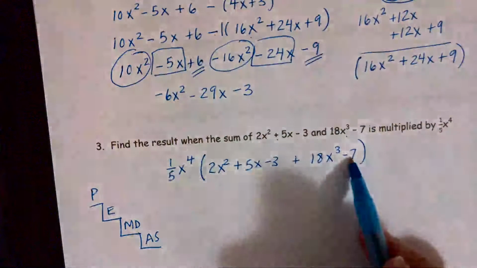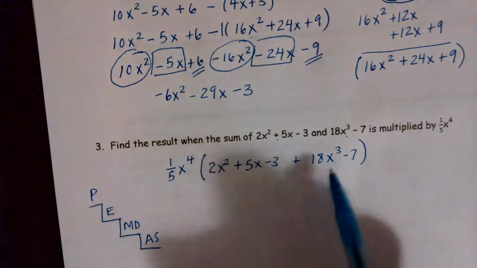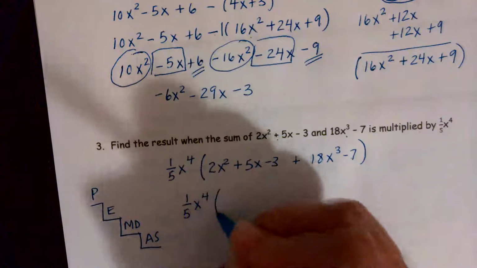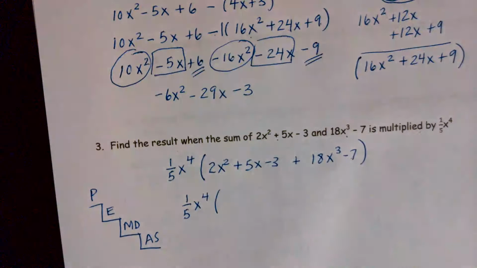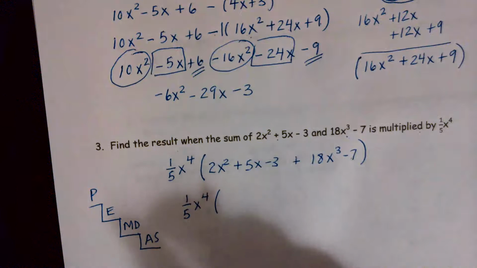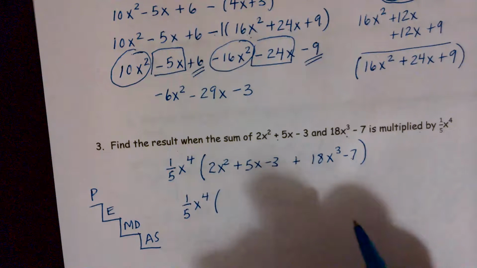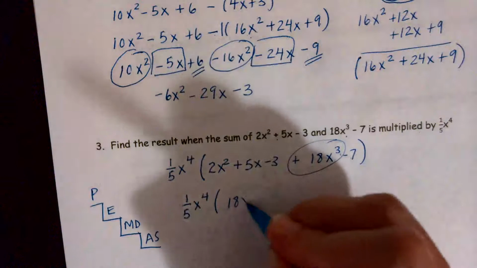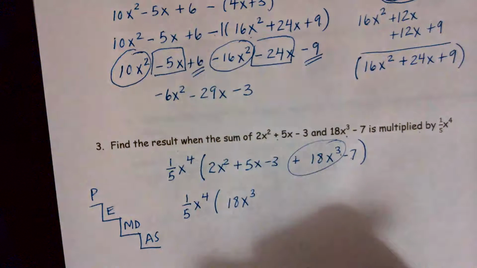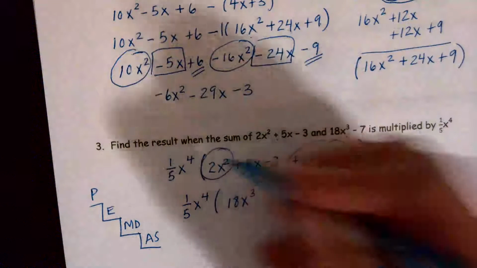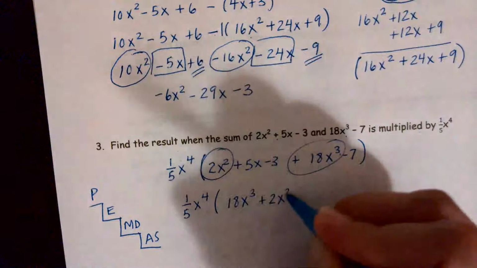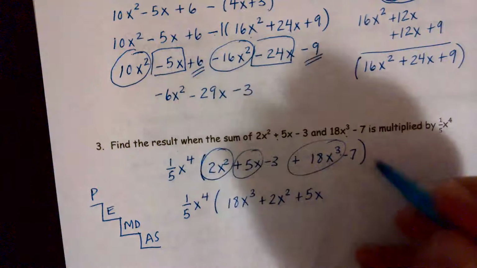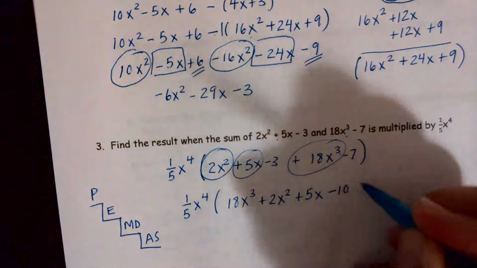So we need to work on what's inside the parentheses. I'll copy 1/5 x to the fourth, and I'm going to combine like terms, and let's write this in standard form. So your highest exponent is a 3. That's the only one there. 18x cubed. Next is 2x squared plus 2x squared. Then I have a positive 5x. And then a negative 3 and a negative 7 is a negative 10.